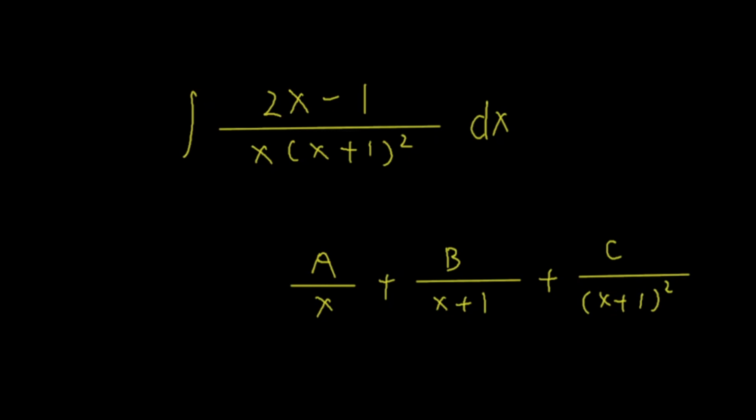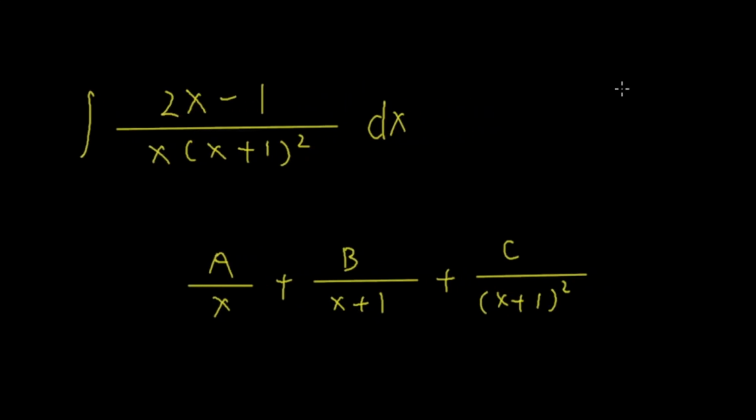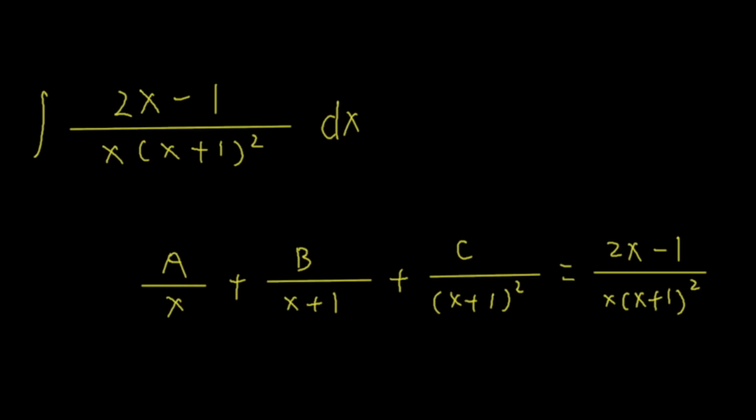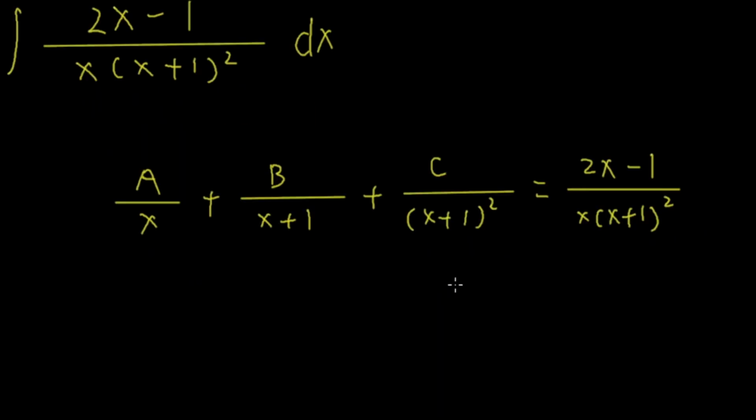Okay, and of course, that's equal to the original fraction, 2x minus 1 over x times x plus 1 all squared. Now we have to find out what A, B, and C are. Okay, so let's do this. So what should we do to do this?